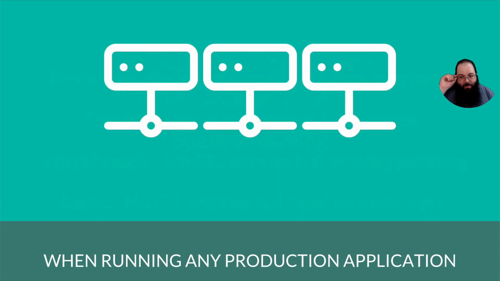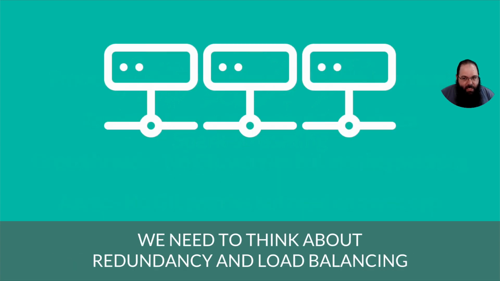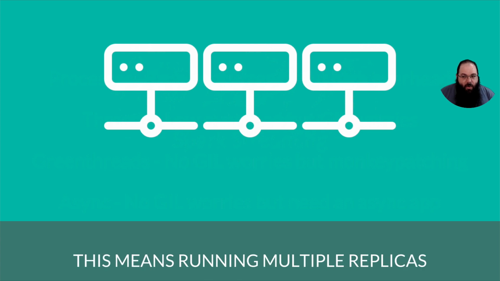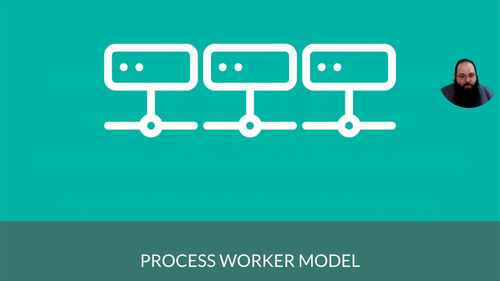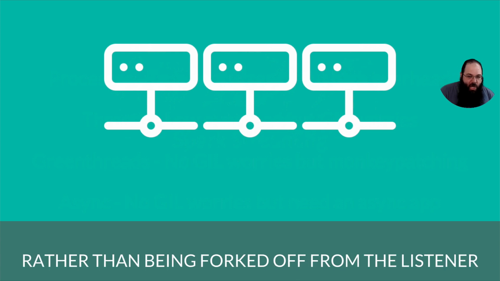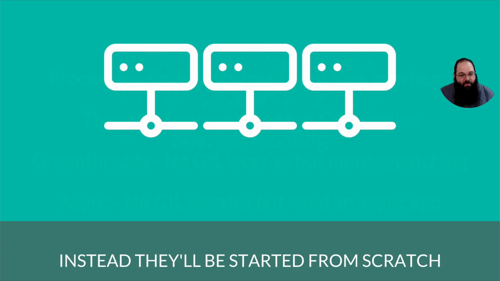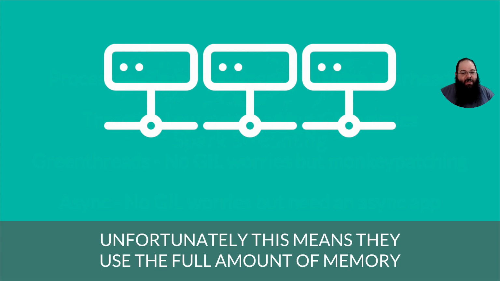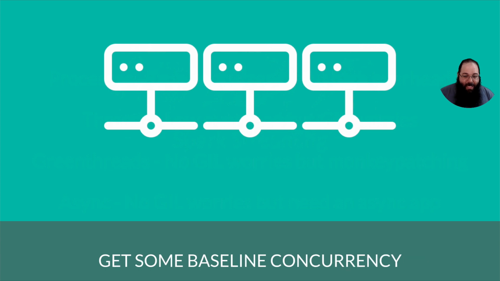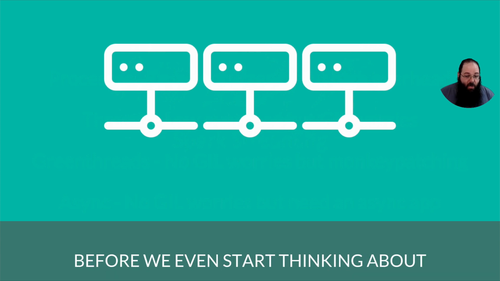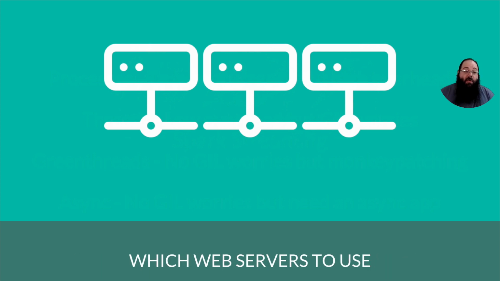When running any production application, we need to think about redundancy and load balancing. In the container world, this means running multiple replicas across different physical hosts. This shares some characteristics with a process worker model. Rather than being forked off from the listener, instead, they'll be started from scratch. Unfortunately, this means they use the full amount of memory and are even slower to create, but on the plus side, it means that we get some baseline concurrency before we even start thinking about which web servers to use.